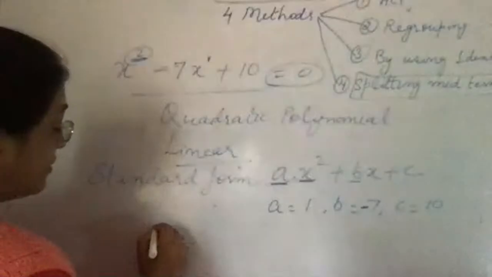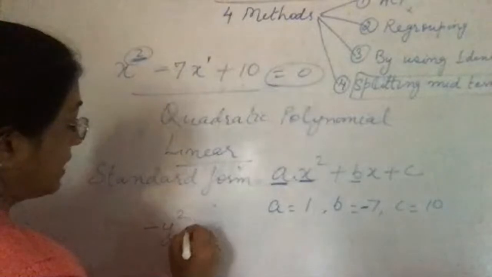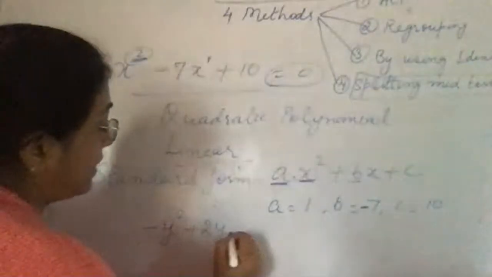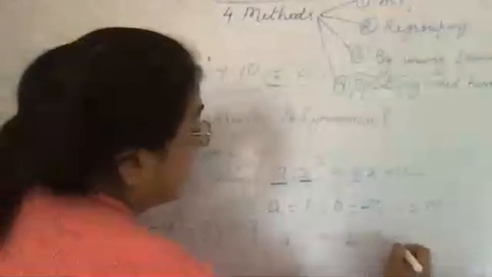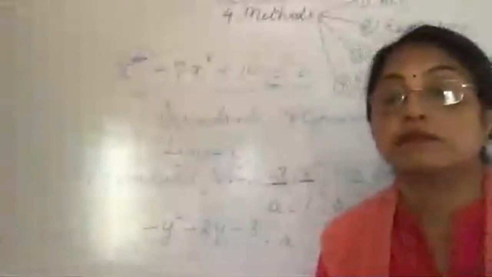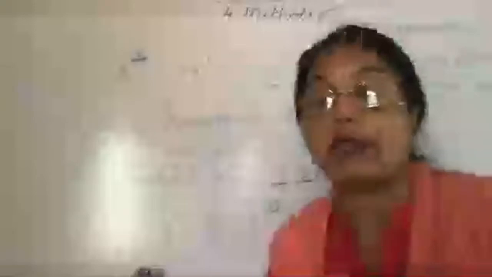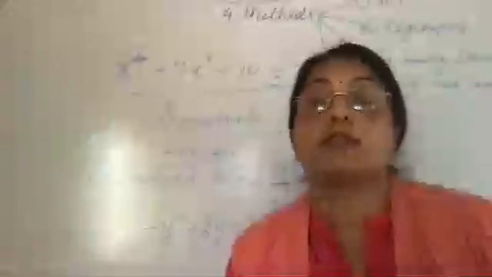Okay, so suppose I write minus y square plus 2y minus 3. What is A, what is B, and what is C? Tell me, in this polynomial, what is A, what is B, what is C? Quickly, write down.